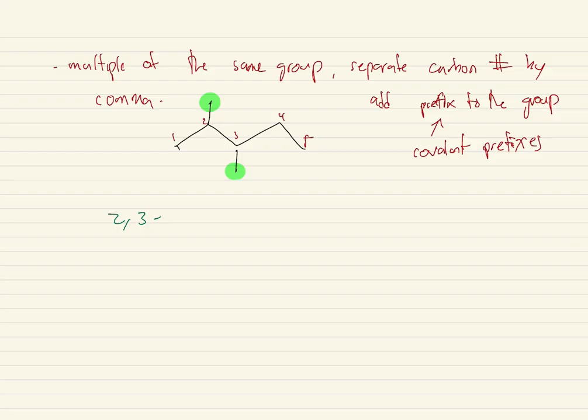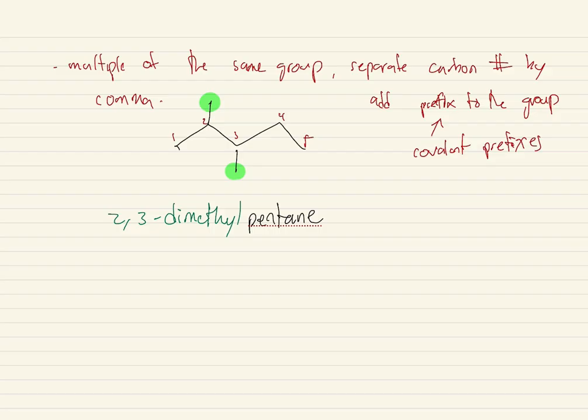It'll be di, so it'll be di for 2. Right, so if we have difluoro, that means you have two fluorines, right? So this will be dimethyl, and then the name of the parent chain, pentane. Right, this is saying that we have 2 methyl groups, 1 on the 2nd and 1 on the 3rd carbon here.